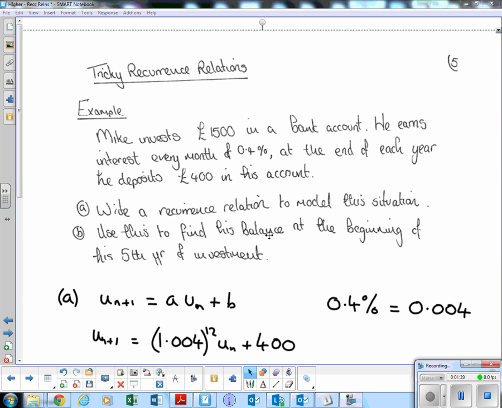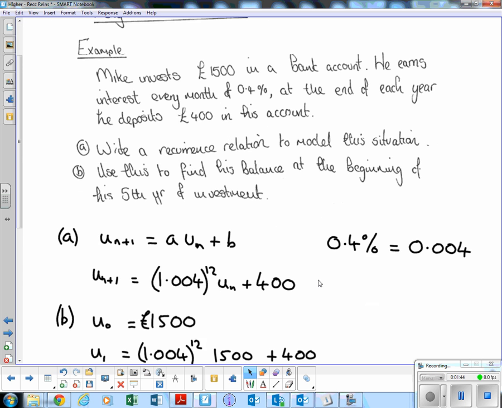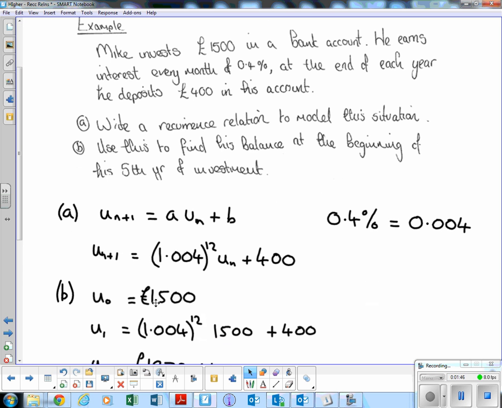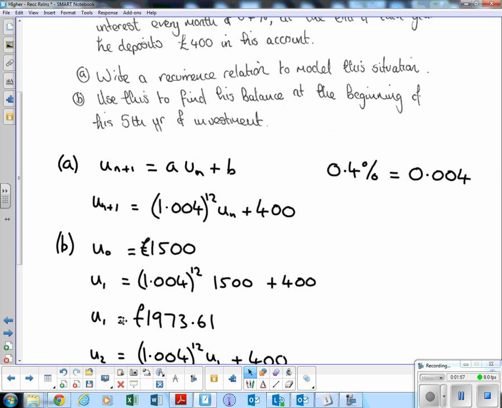So part B, use this to find the balance at the beginning of his 5th year of investment. So we know U0 is £1,500 because he invests £1,500 in his bank account. We can use the recurrence relation to find out how much he'll have at the start of year 1. So at the start, U0, he has £1,500. At the start of year 1, he has £1,973.61 just by substituting in.